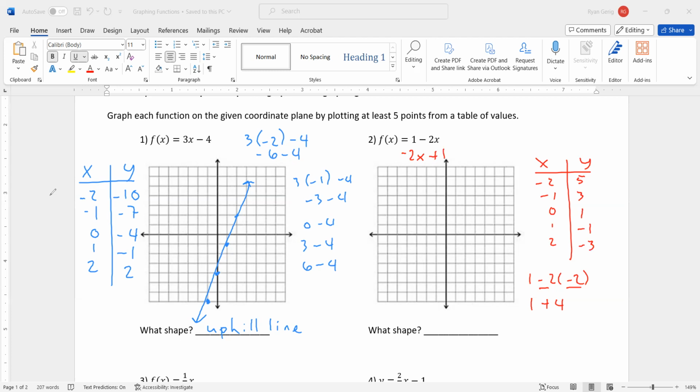All right, let's plot those points. -2, +5. -1, +3. 0, 1. 1, -1. And 2, -3. And you probably expected this. What shape? It's a downhill line this time. As it goes left to right, it's going down.